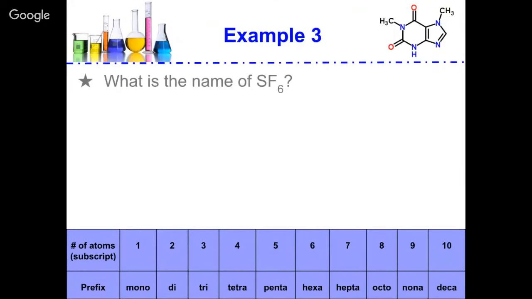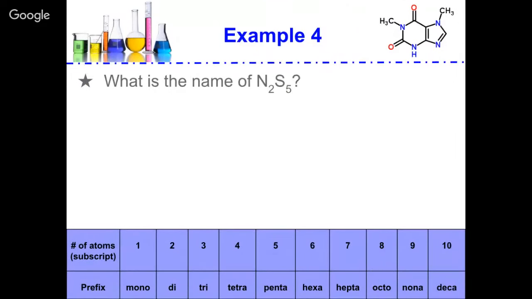Let's look at another example. So SF6. S is sulfur. There's 1 of them, but remember, we don't write mono on the first one. Hexa is the prefix for 6. And then fluoride. Remember, spelling does count in this chapter, so make sure that you are spelling these things correctly.